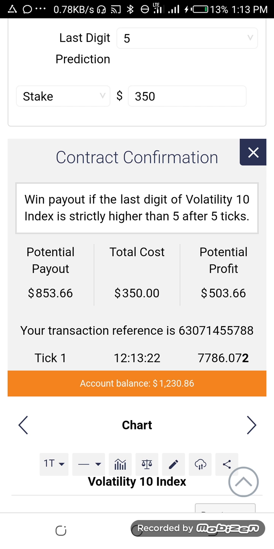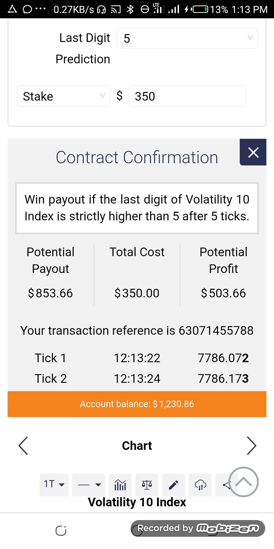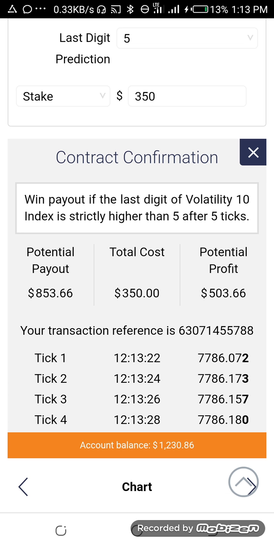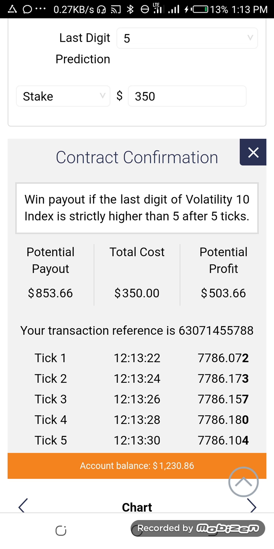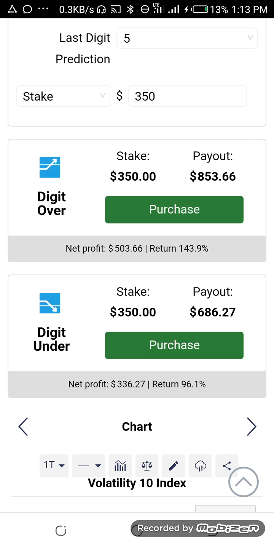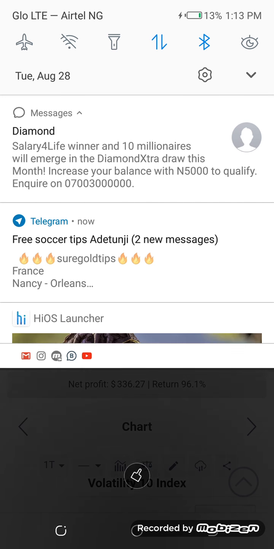You're going to see the display. You can see this display on the screen. Tick 1, 2, tick 2, 3, tick 3, 7, tick 4, 0, tick 5, 4. It's lower. That's a loss. Contract loss. It's as easy. You can see capital gone. So immediately you can make money. Immediately you can lose money.